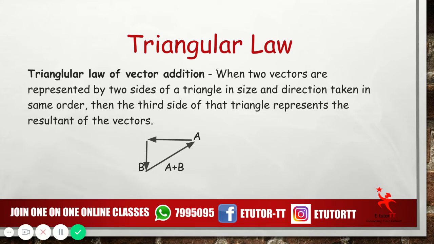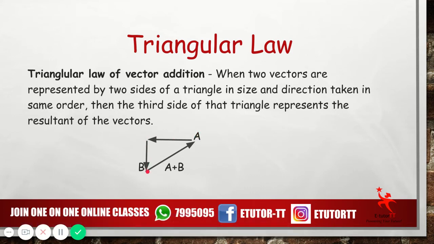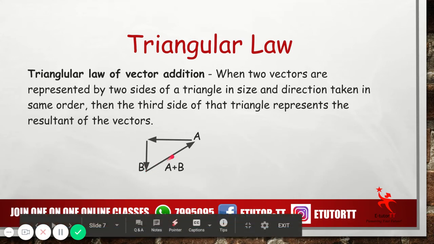Triangular law of vector addition. When two vectors are represented by two sides of a triangle in size and direction taken in the same order, then the third side of that triangle represents the resultant of the vectors. So you see here, vector A is going in the same direction as vector B. Therefore, we get the resultant of the vectors here, which is vector A plus vector B.